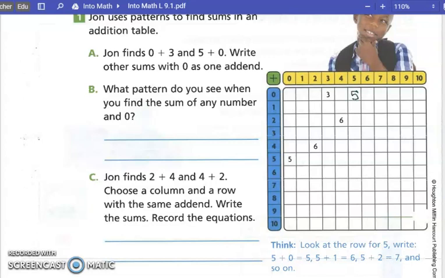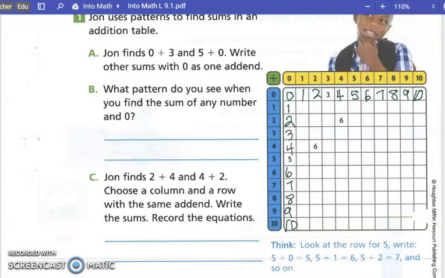Then it says, write other sums with 0 as the add-in. So they want you to fill in this top row and the first column. So go ahead and do that. There's some confusion in the room about what you need to fill out. You need to fill out this row and this column, because 1 plus 0 is 1, 2 plus 0 is 2. Okay, you need to finish clear down to the bottom. 10 plus 0 is 10, and then clear to the end. 10 plus 0 is 10. And you need to fill in everything in between.